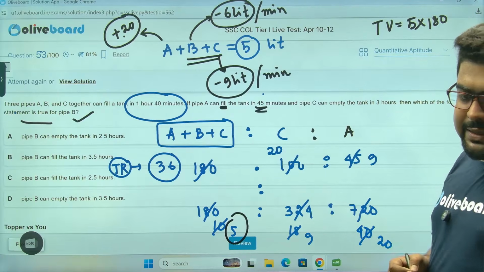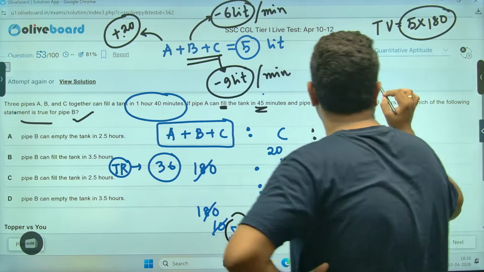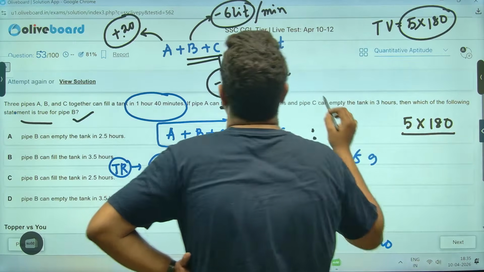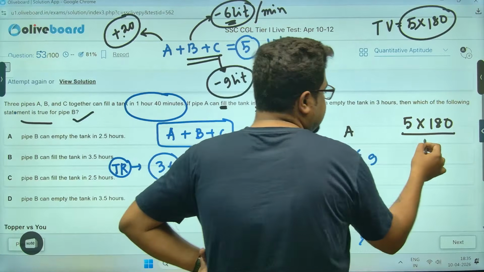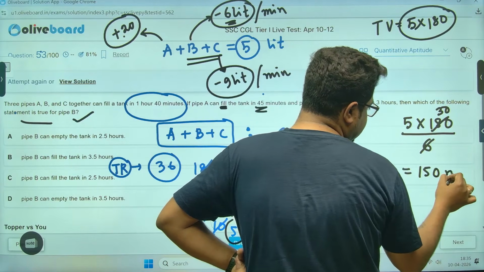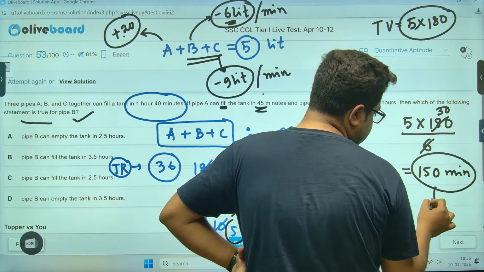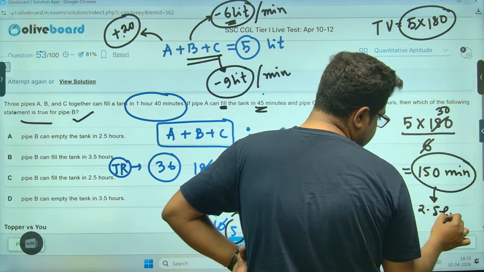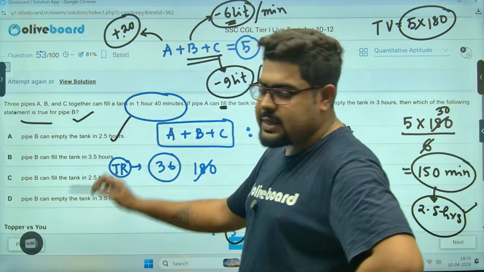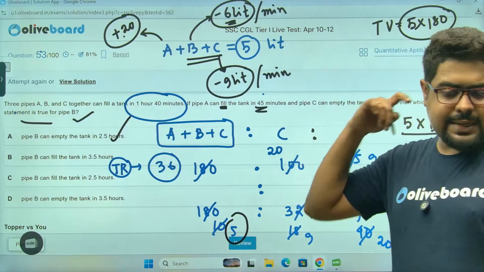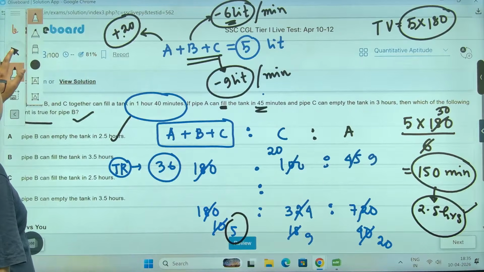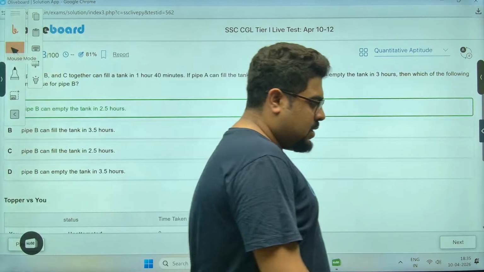Total 180 minutes. So this is the total volume, sir. Now this volume will be emptied at the rate of 6 liters a minute. So this will be 30, meaning B will take 150 minutes, meaning 2.5 hours, sir. So B can empty the whole tank in 2.5 hours. Sir, option A is the correct answer. It's a little on the calculative side, but it's okay. Not very much.